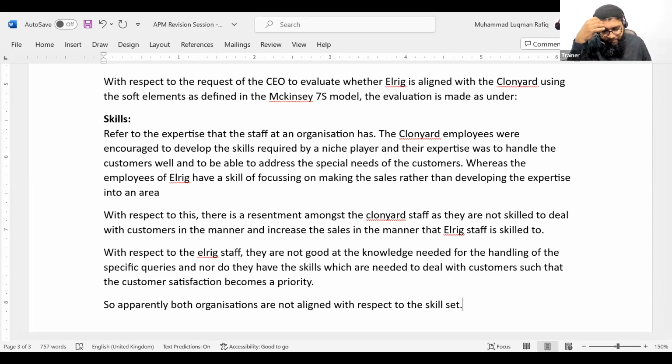Do you get this? Yeah, do you understand this?